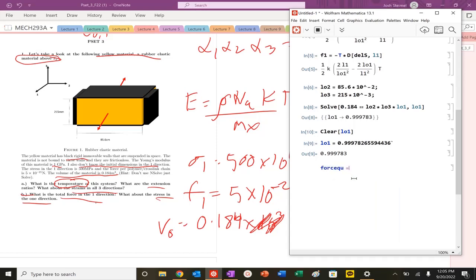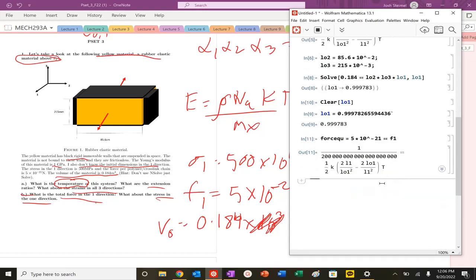All right, so our force equation. Our force equation will simply be 5 times 10 to the minus 21, and then we'll set that double equal to F1. So that is our force equation. So we know that that is the force per polymer, so per polymer, crosslink, chain. So those are just going to be that value, newtons per crosslink chain. So that is our force equation there.